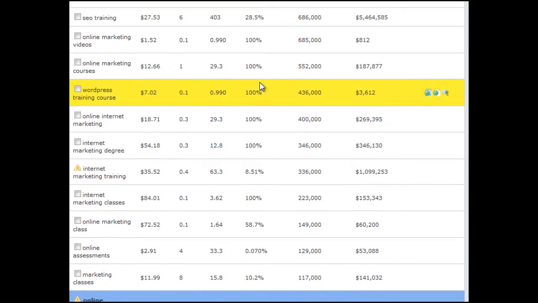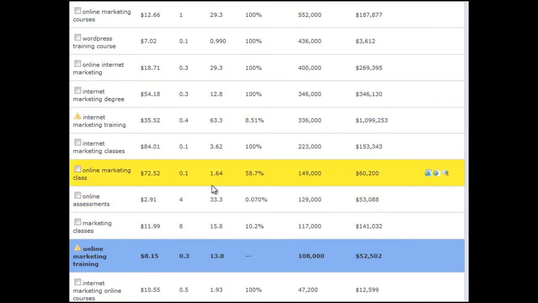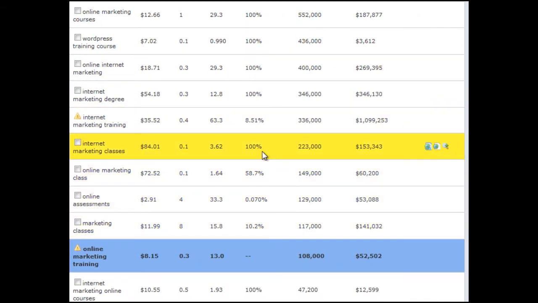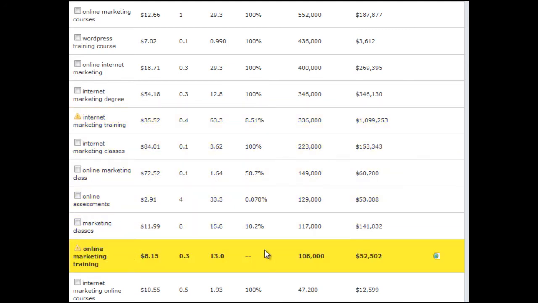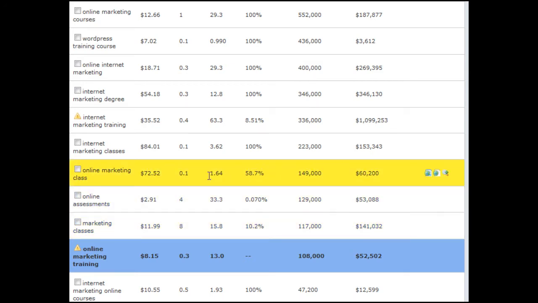It can be the norm on the front screen, but oftentimes you've got things that are 10%, 50%, 8%, even smaller. Online marketing training isn't going to have a co-occurrence because it's going to be 100% co-occurrent with itself, right? So I would just want to take, for example, two additional keywords we've got here: marketing classes at 10%, and online marketing class, similar words but different, at almost 60%.